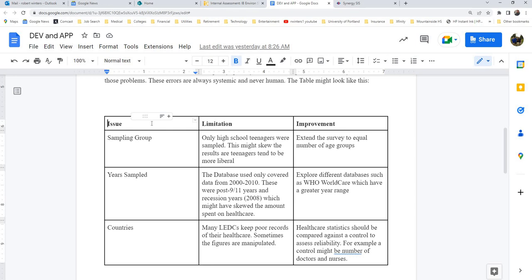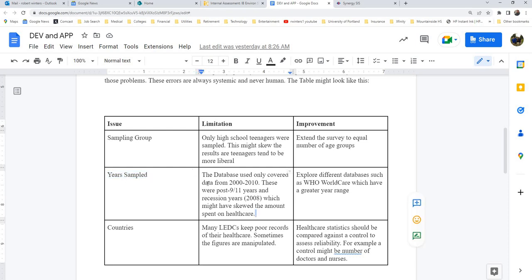What's the improvement? So, for example, I might have down here, if I did a survey project, that the issue was the sampling group that I had chosen. What was the limitation? Well, since I had only had high school teenagers, their answers might be a little more liberal than the population in general. So what's my improvement? Next time, I'll try and extend the survey out to other groups. Pretty simple.